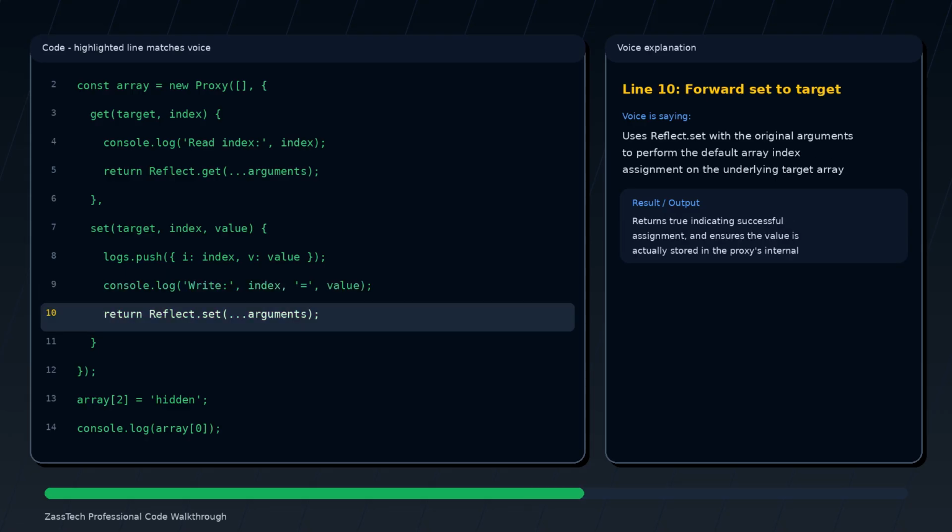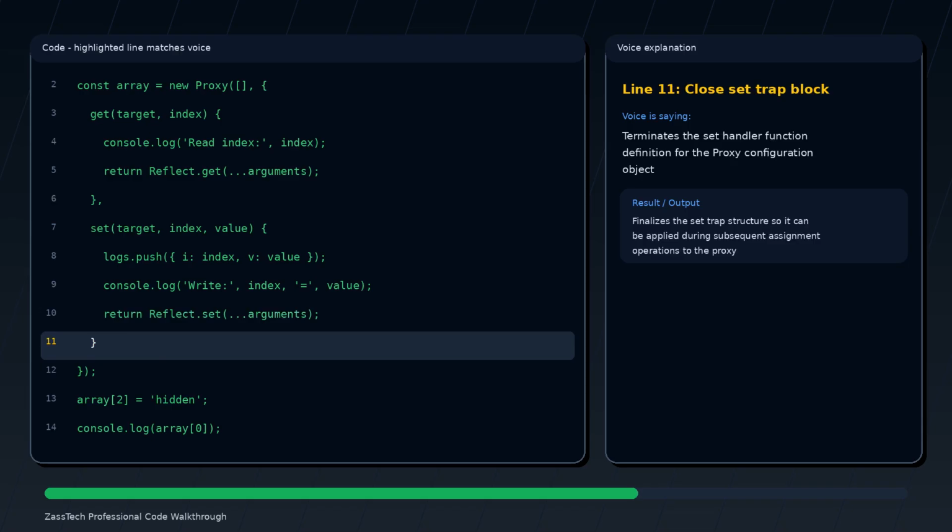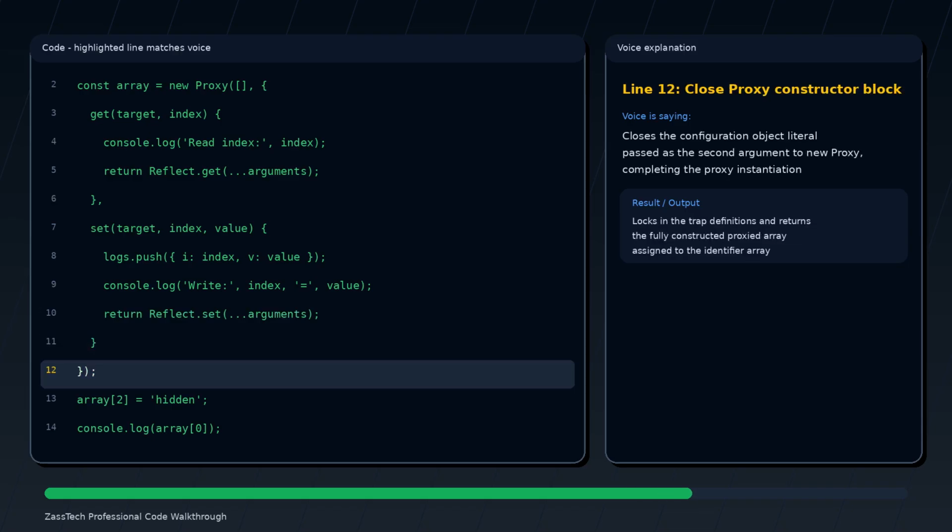"=". Uses Reflect.set with the original arguments to perform the default array index assignment on the underlying target array. Terminates the set handler function definition for the proxy configuration object. Closes the configuration object literal passed as the second argument to new Proxy, completing the proxy instantiation.